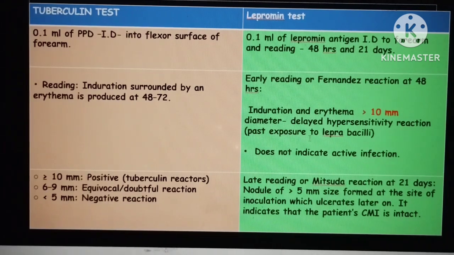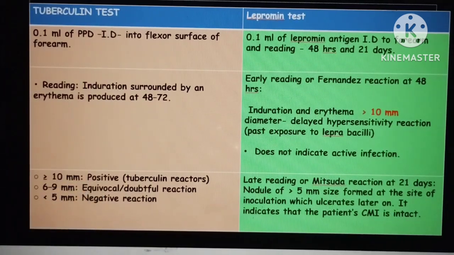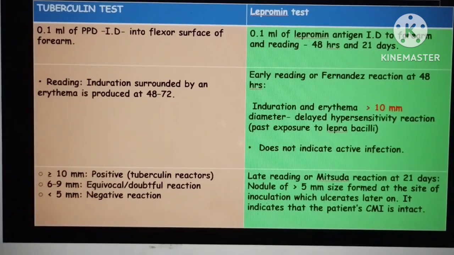Whereas in the late reaction, nodules of more than 5 millimeter are considered positive. What happens is later it becomes indurated and becomes an ulcer. It indicates that the patient's CMI is intact. These are the two important tests you want to remember.